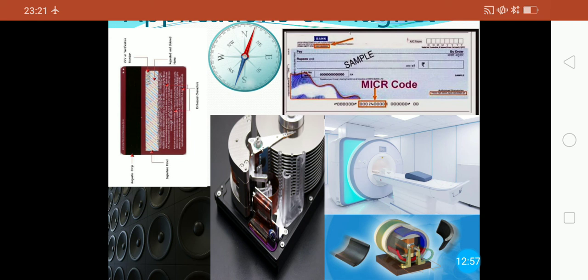Okay, magnets are widely used in speakers. Magnets are widely used in the hard disk of a computer. Magnets are also used in MRI, that is magnetic resonance imaging, which is used for MRI scanning or CT scanning. Magnets are also used in electric motors and electric generators to produce electric current.